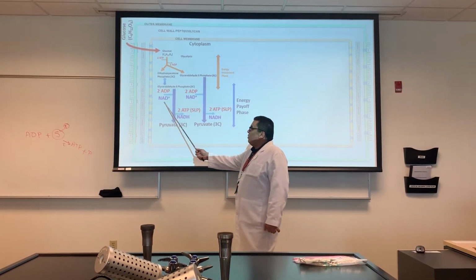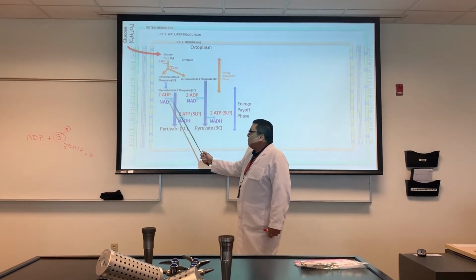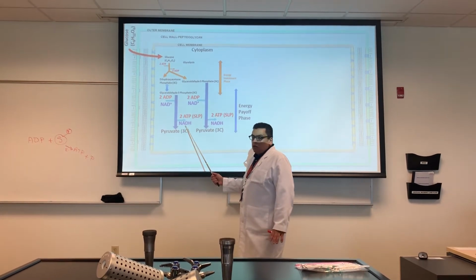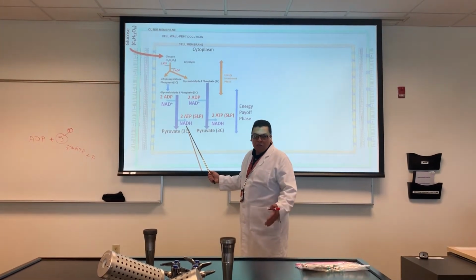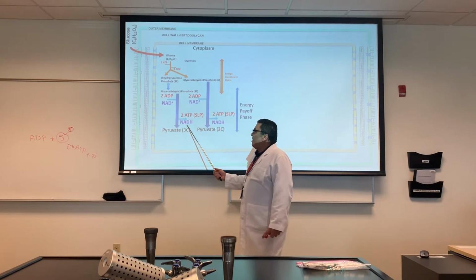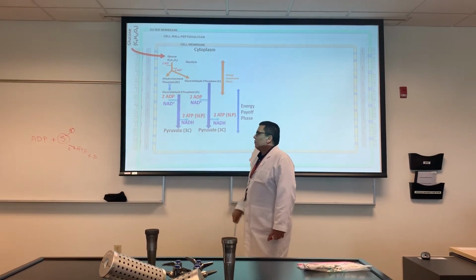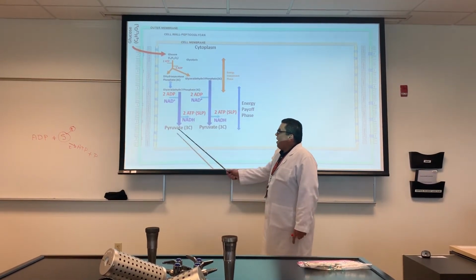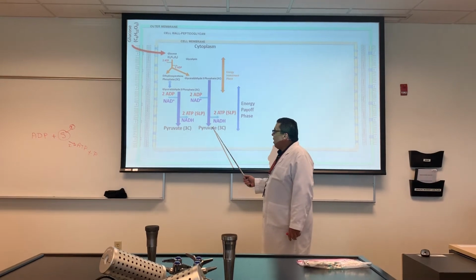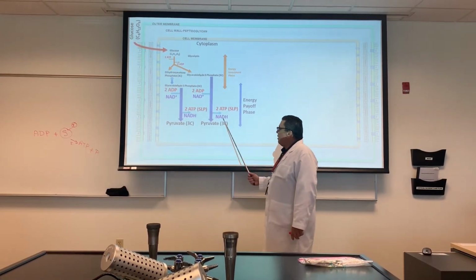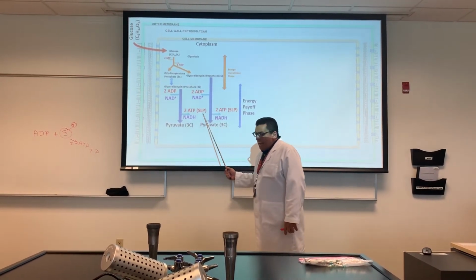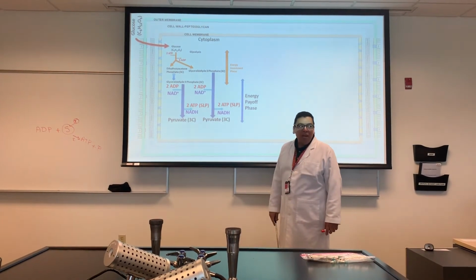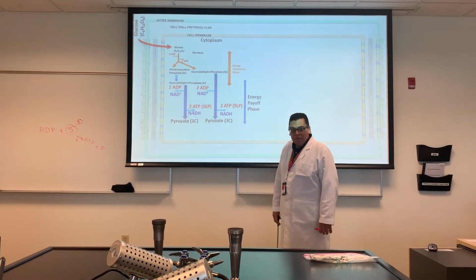This is an empty U-Haul truck. That's the oxidized form. This is the loaded U-Haul truck. It's loaded with electrons and hydrogen, not furniture, and it's going to be the reduced form. So now I have 2 pyruvates at the end of glycolysis. I have 2 NADHs, and I have a net gain of 2 ATPs made by SLP.